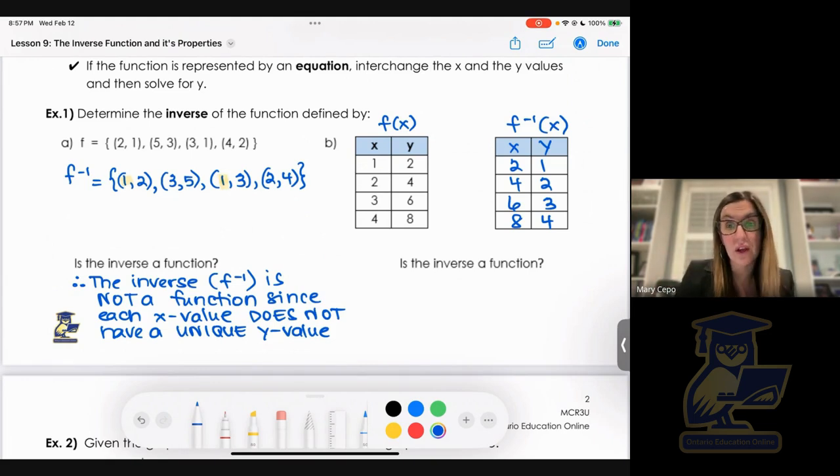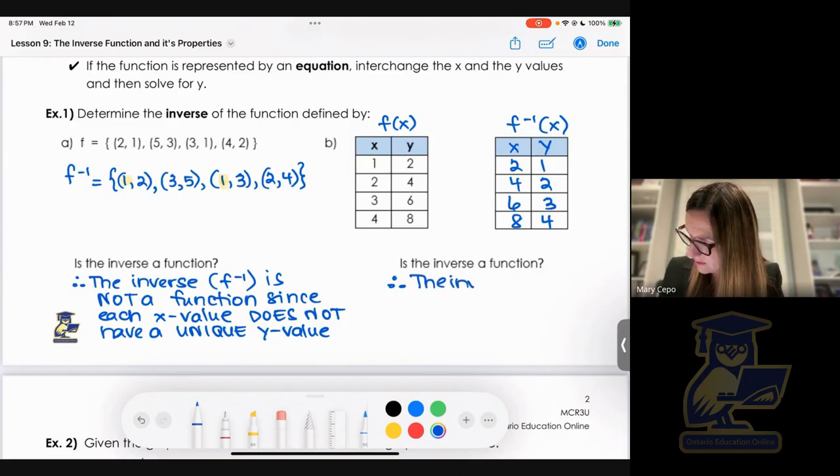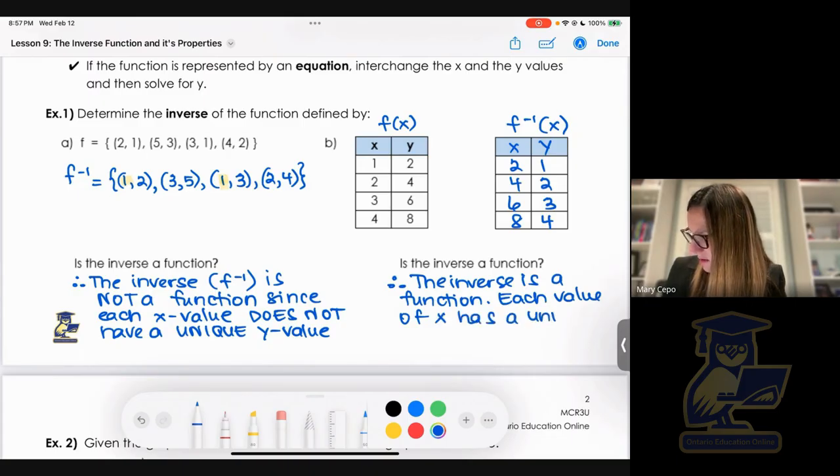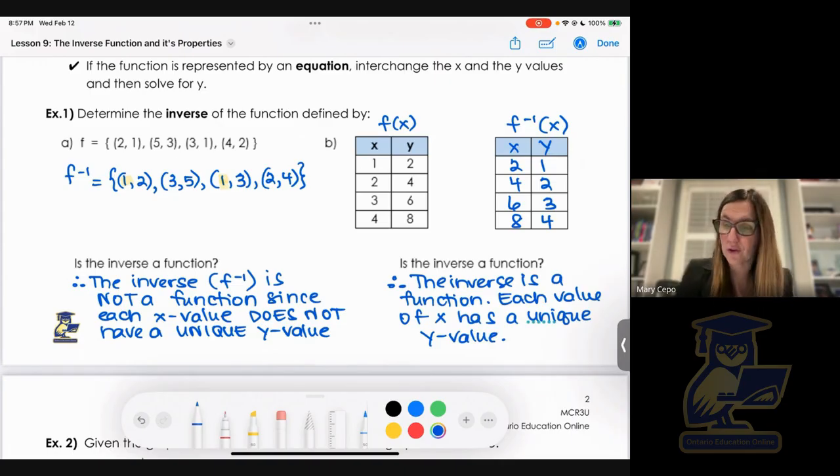What we observe there, each x value is unique. It hasn't been repeated. So therefore we can say the inverse is a function since each value of x has a unique y value. Excellent. Okay, so that's the first way.